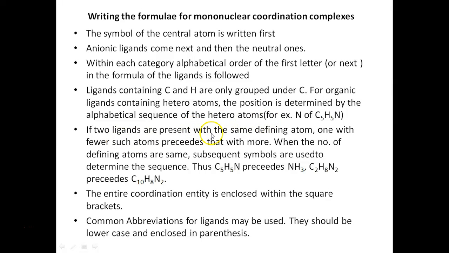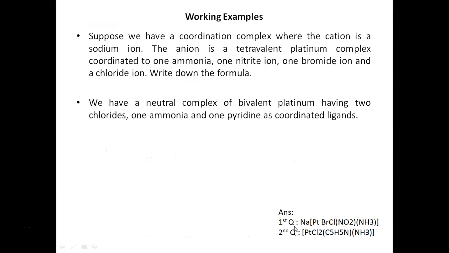If two ligands are present with the same defining atom, one with fewer such atoms precedes that with more. When the number of the defining atoms is the same, subsequent symbols are used to determine the sequence. Thus, C5H5N precedes NH3. The entire coordination entity is enclosed within the square brackets. Common abbreviations for the ligands may be used. So, you can take your time to solve this problem.